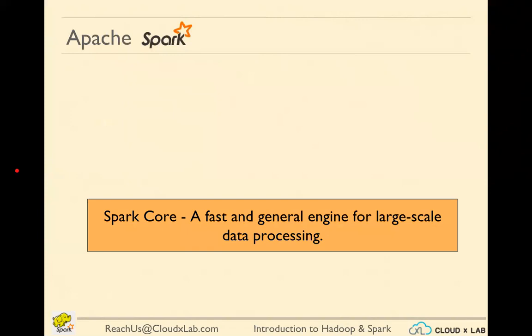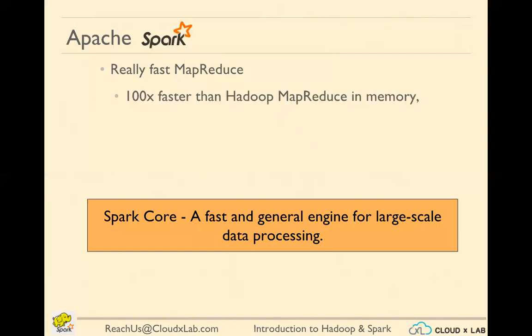Let me give you a good overview of Spark. So what is Spark? Spark is basically a really fast MapReduce. It is around 100 times faster than MapReduce if it is using RAM, and of course, RAM is faster, so Spark will be faster. It is 10 times faster than MapReduce if we are utilizing disk. So Apache Spark is 10 times faster than MapReduce.